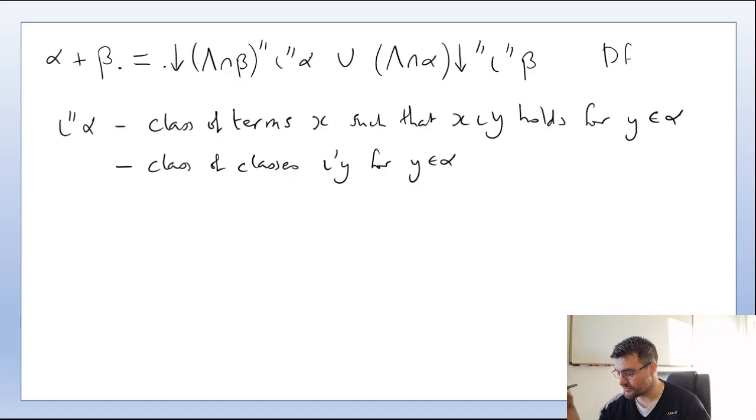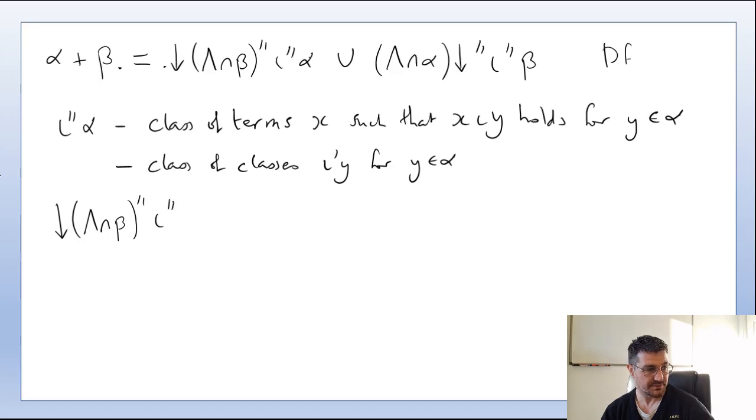I think that is probably proved somewhere in Principia Mathematica, I would imagine in section 73 somewhere. But intuitively, you can see you don't need the formal demonstration of Principia Mathematica to tell you that. Okay, so what about this then? So we've got that settled. What about ↓ λ∩β ″ ι″α?